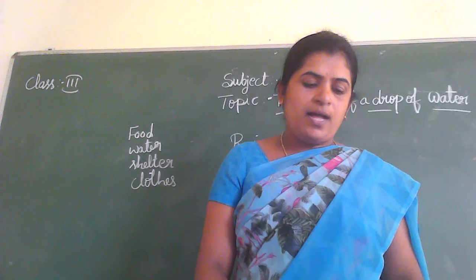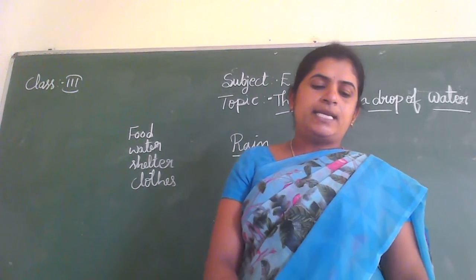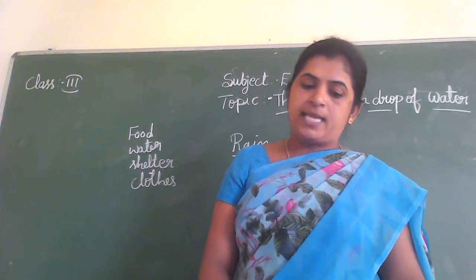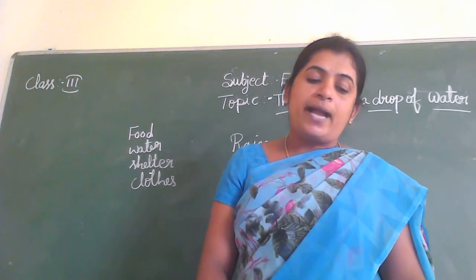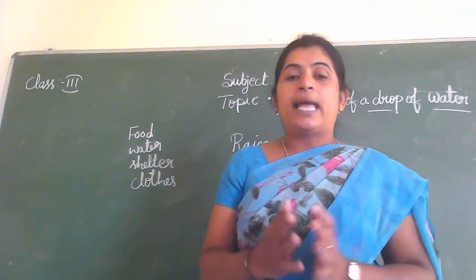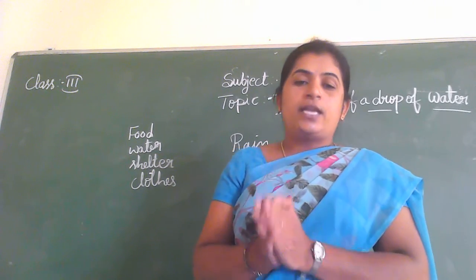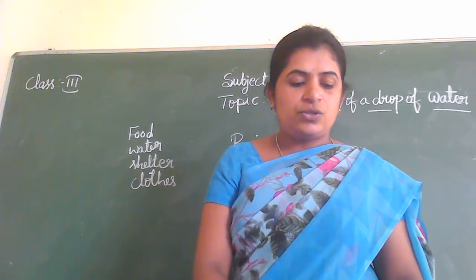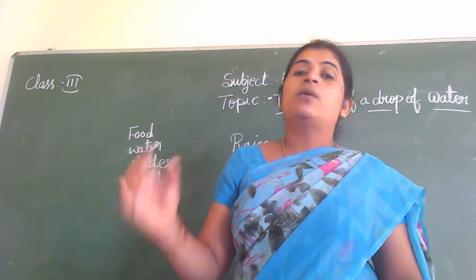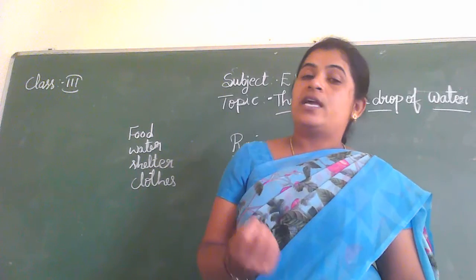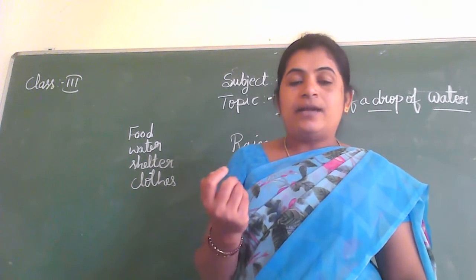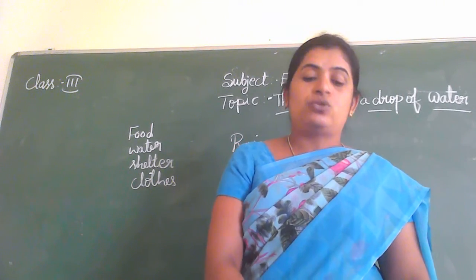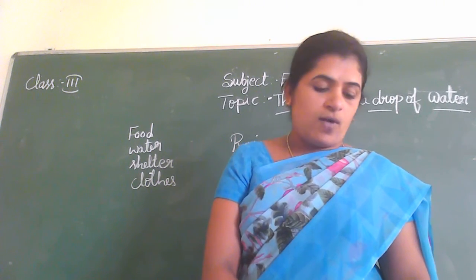Next, page number 31. Children, write the names of my sources found in your place in the space provided. In your locality, in your surroundings, you can observe sources of water. You should write the names. First, you should write in your surroundings some taps, hand pumps, rivers, wells, and ponds. If there are 6 lines, you should write 6 sources of water.